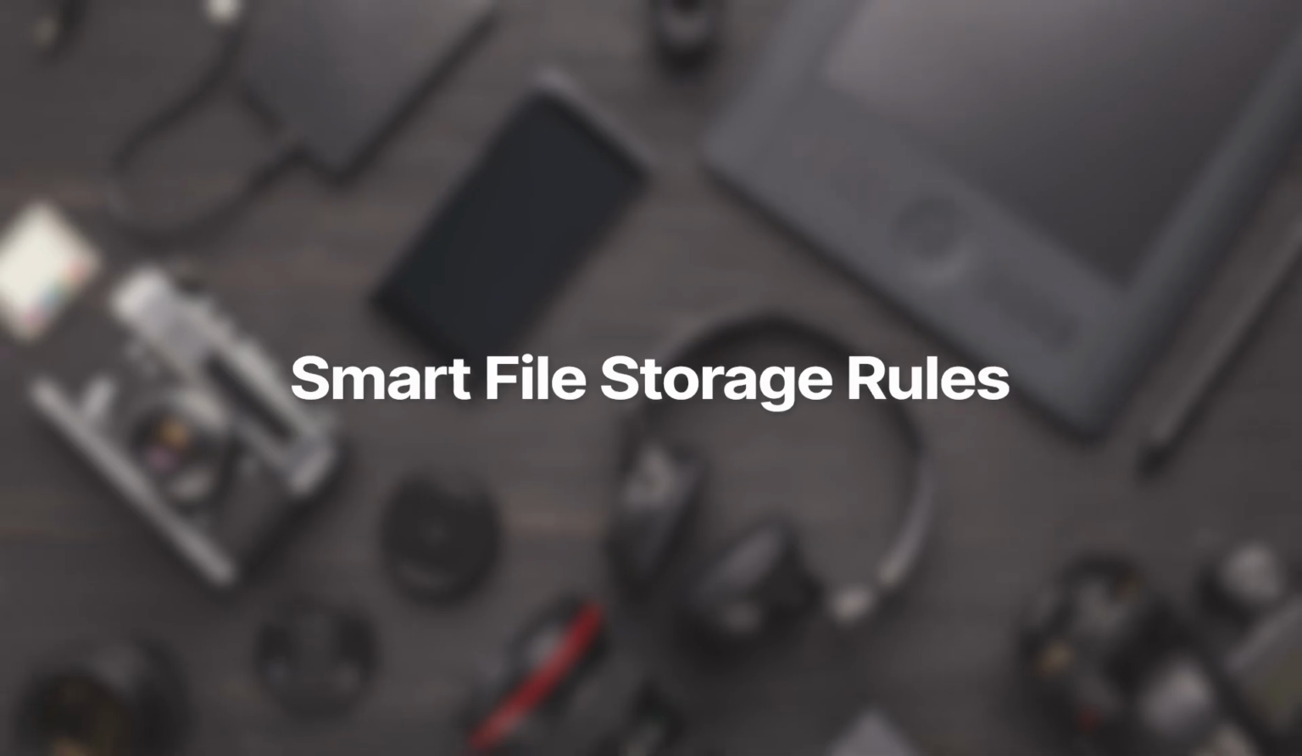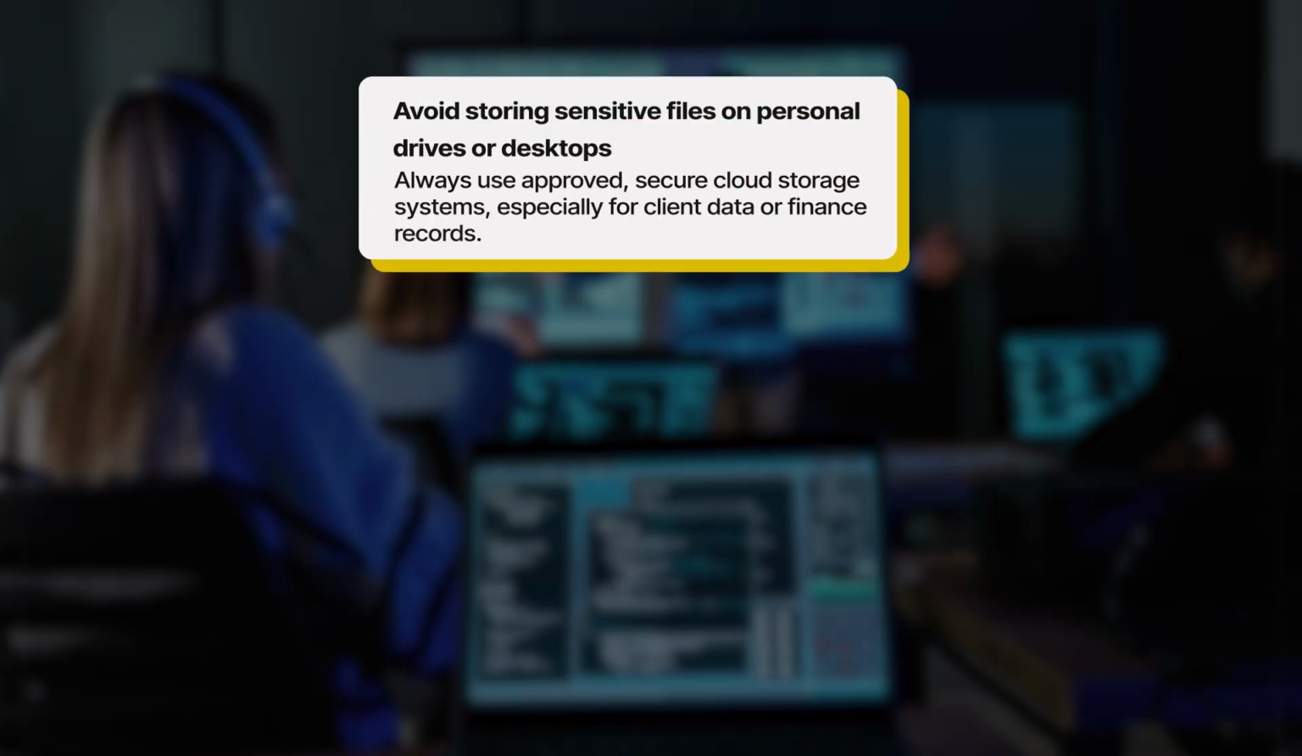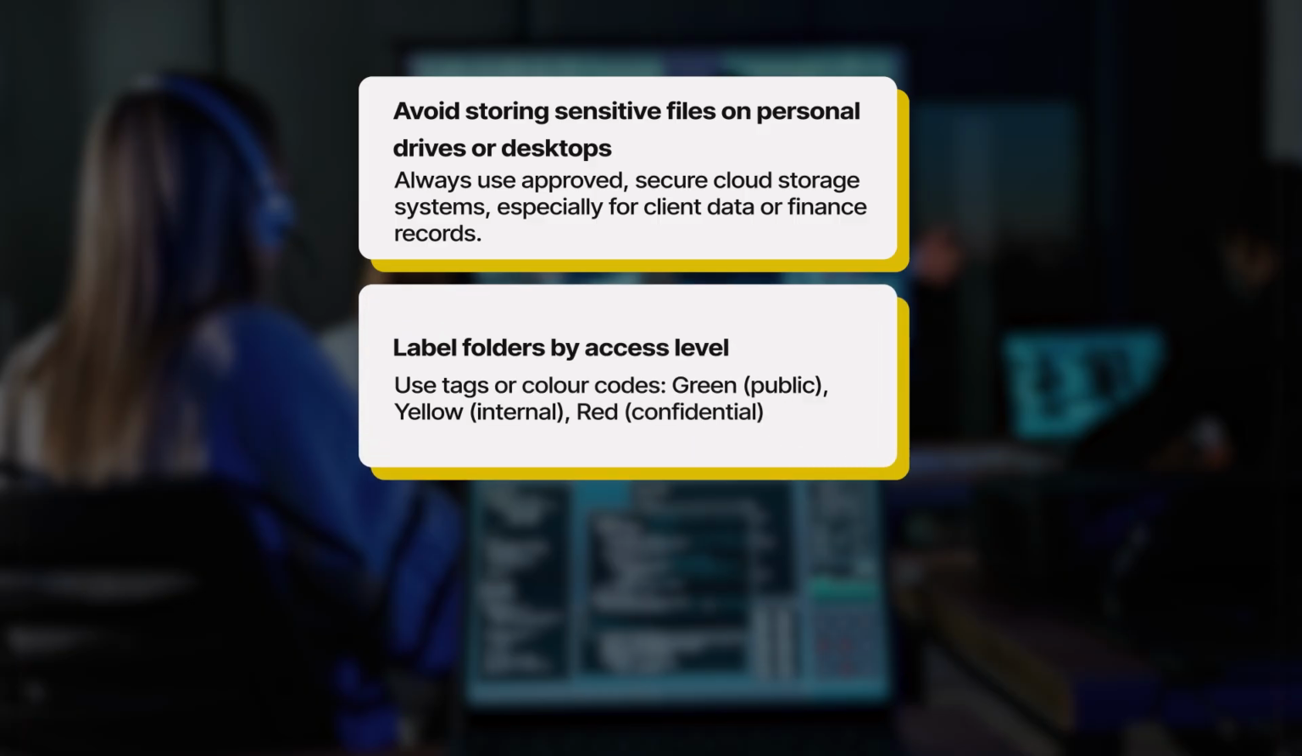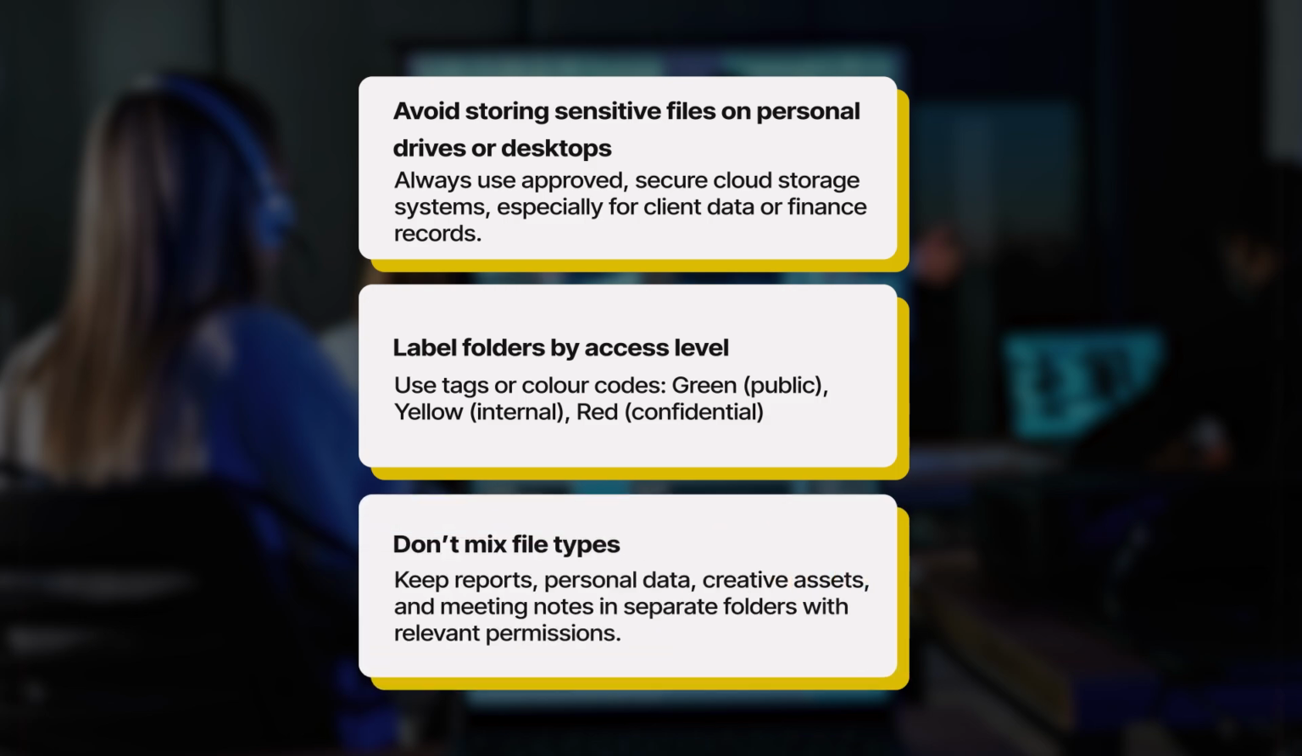Smart file storage rules. Avoid storing sensitive files on personal drives or desktops. Always use approved, secure cloud storage systems, especially for client data or finance records. Label folders by access level. Use tags or color codes. Green, public; yellow, internal; red, confidential. Don't mix file types. Keep reports, personal data, creative assets, and meeting notes in separate folders with relevant permissions.